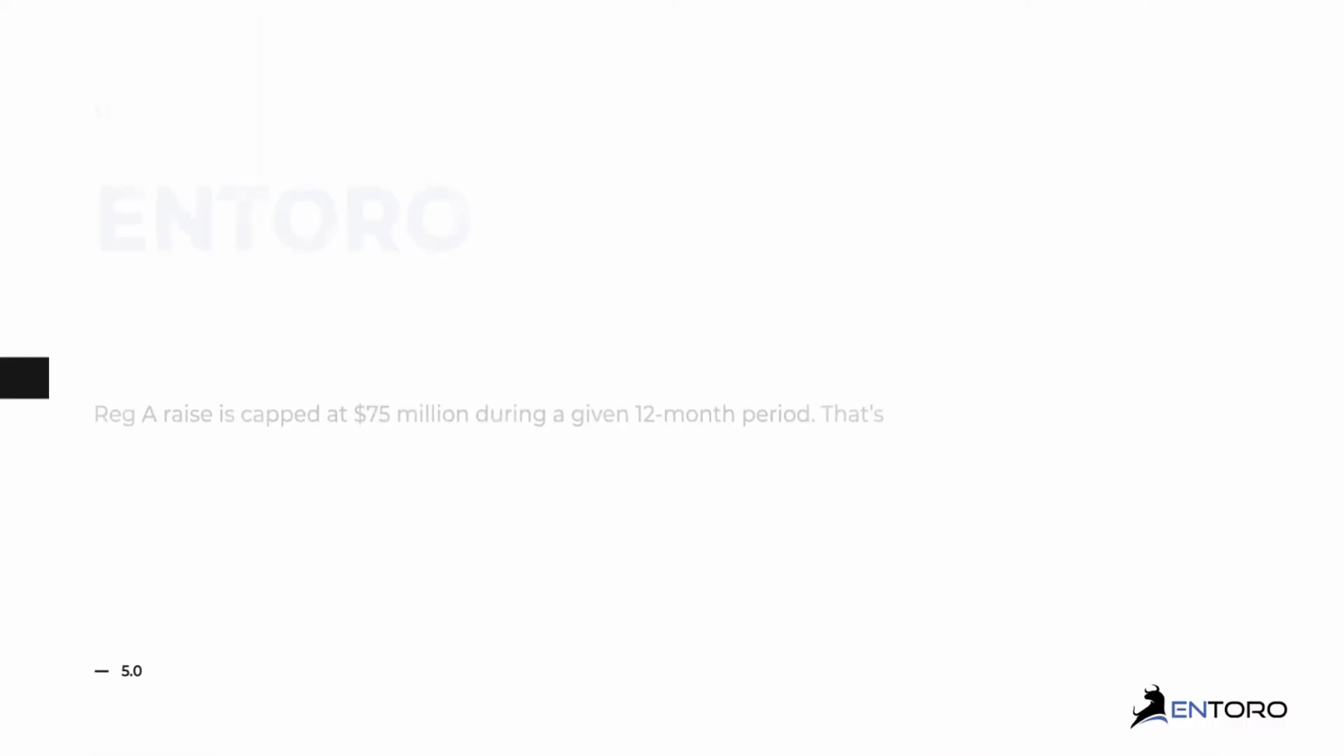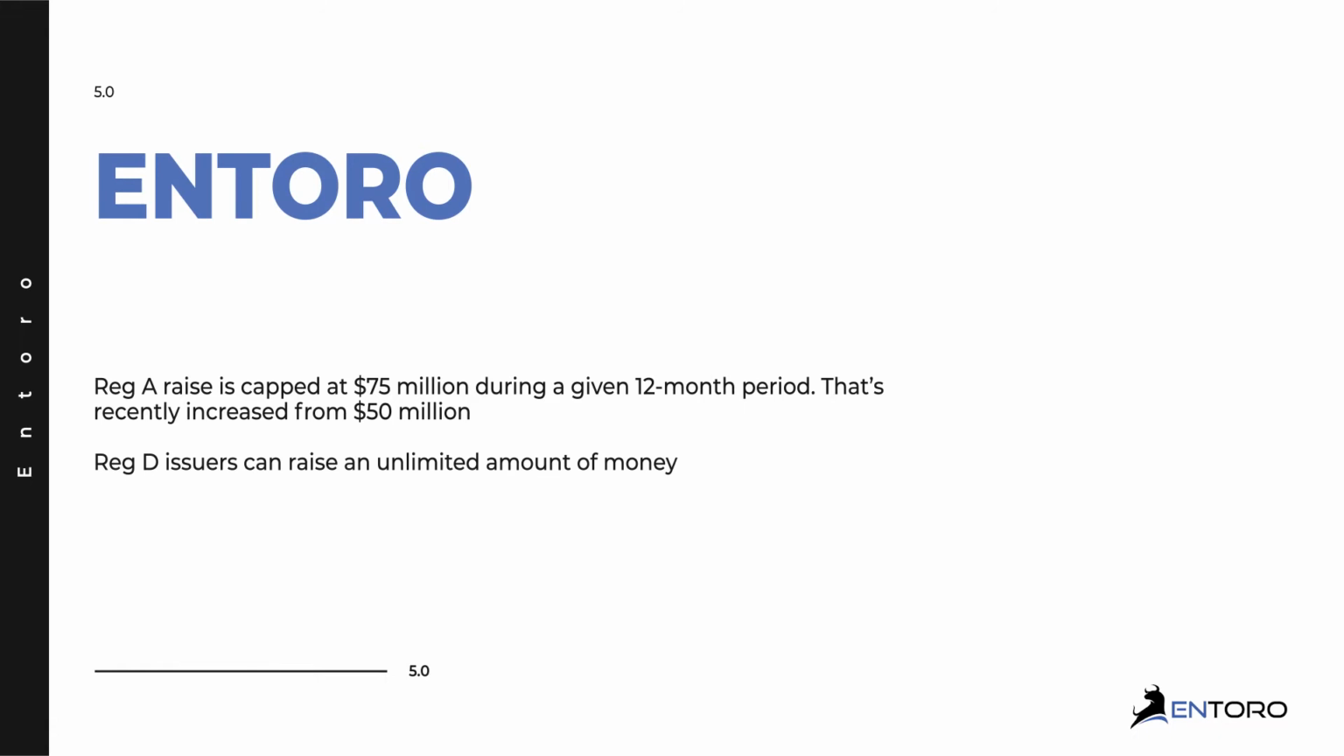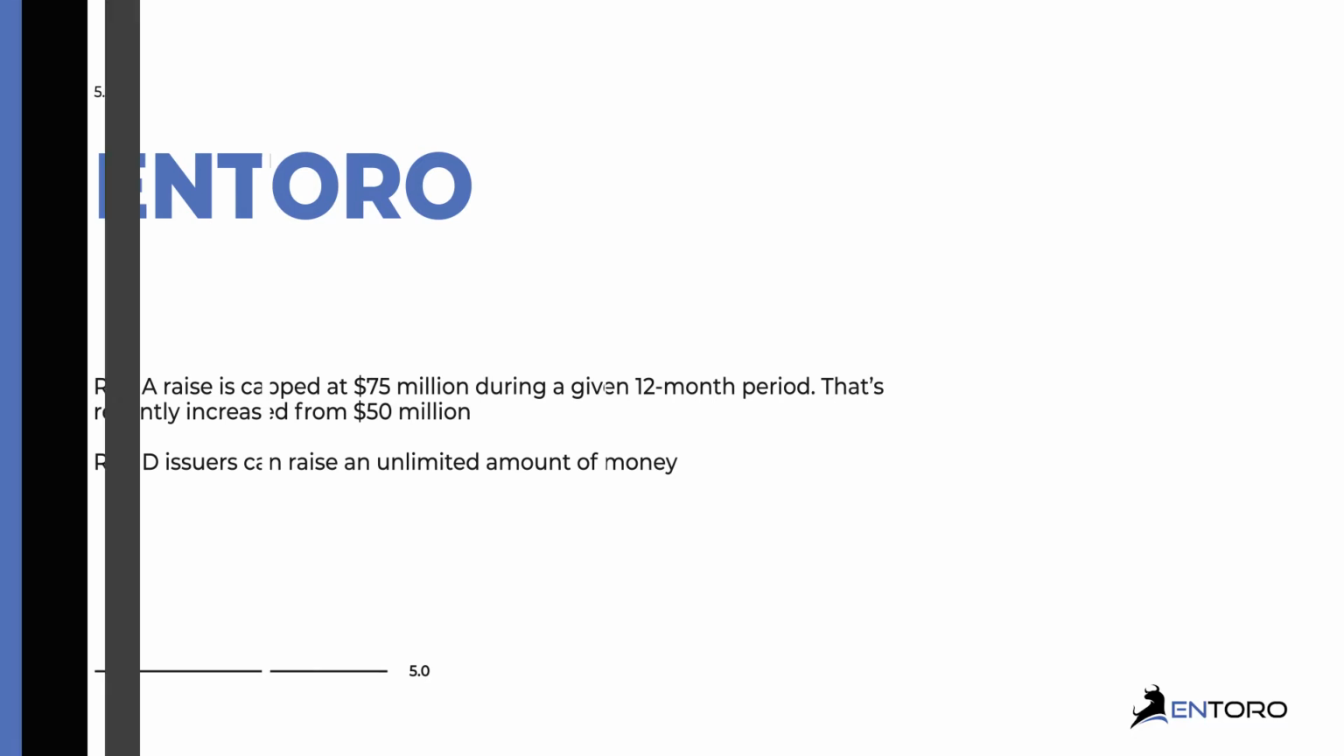As a result, the cost in terms of both time and money for a Reg D raise is much lower than a Reg A, in the thousands of dollars and weeks of time as opposed to hundreds of thousands and a months-long process for the Reg A. Lastly, a Reg A raise is capped at $75 million during a given 12-month period. That recently increased from $50 million, which is great, but is still small potatoes when compared to Reg D, where issuers can raise an unlimited amount of money.